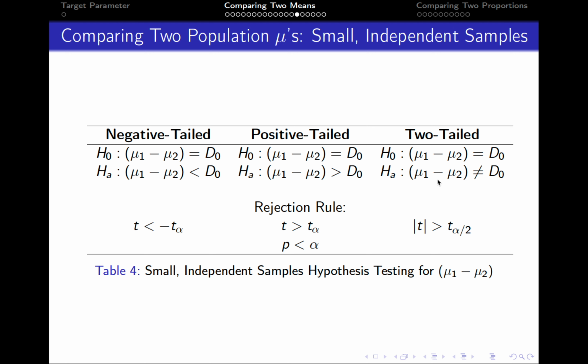And the rejection rule is very similar to the large sample case. So we reject the null in case of the negative tail test when the estimated t-value is lower than the negative critical value of t at the level of significance alpha. In case of the positive tail test, we reject the null hypothesis when the estimated t-value is higher than the critical t-value at the significance level alpha. And for the two-tail test, the null hypothesis is rejected when the t-value in absolute terms is higher than the critical value of t at level alpha divided by 2.